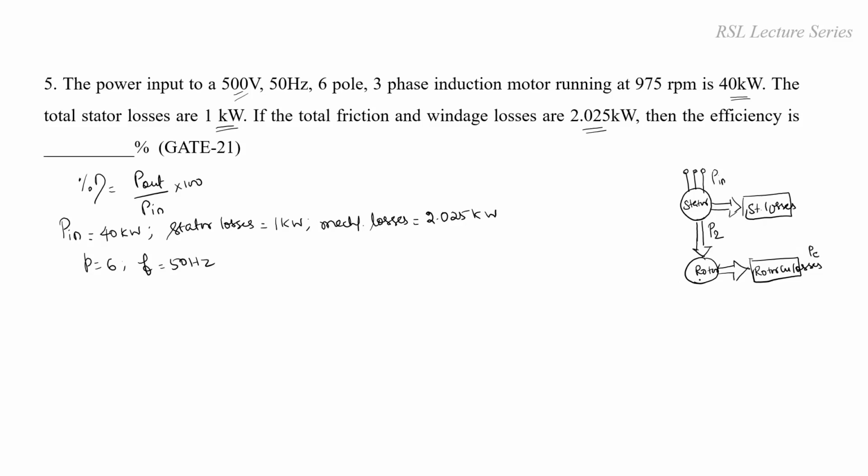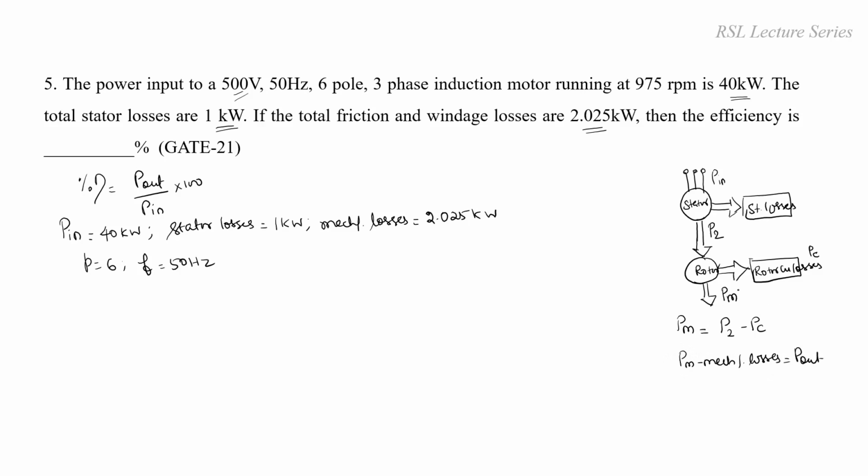So this is PC. Now the output of the rotor is the gross mechanical power developed in the rotor. This gross mechanical power developed is nothing but P2 minus PC. After this, this PM has to supply the mechanical losses. So PM minus the mechanical losses will give you the output power of the induction motor.